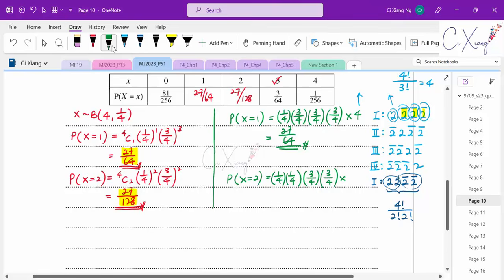So for me, I'm writing out here 4 factorial divided by 2 factorial and 2 factorial. Again, if you want, you can list out all the possible 6 cases, and you multiply with 6. Then if you calculate the probability for this one, you should get the same answer as well, which is 27 over 128.